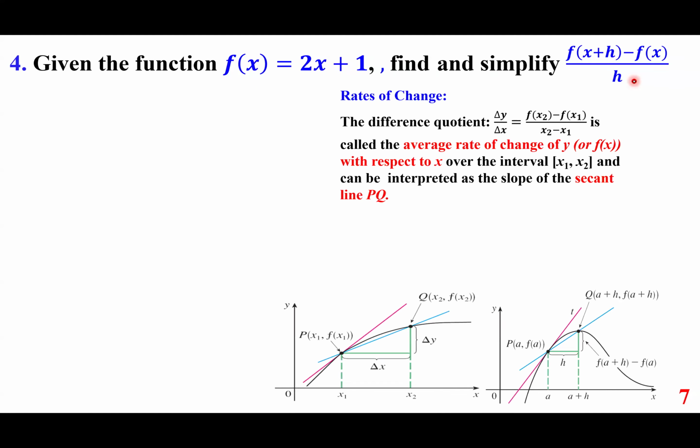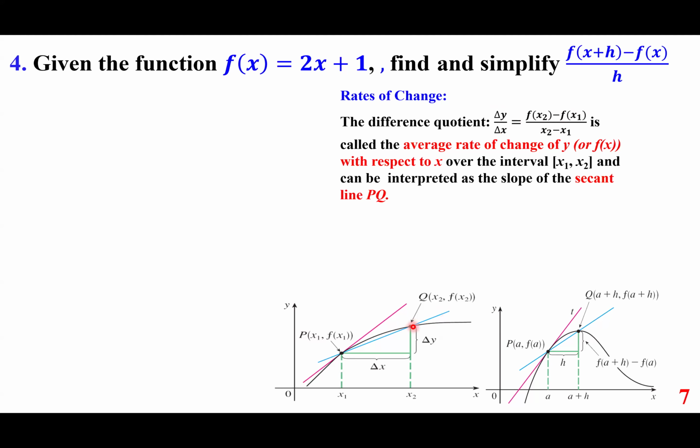So rate of change. If we look at the graph and we have 2 points, and we connect the 2 points, it gives us a blue line. The name is a secant line, okay? And we can calculate this. So the difference quotient, delta y over delta x, rise over run. F of x sub 2 minus f of x sub 1 over x sub 2 minus x sub 1.